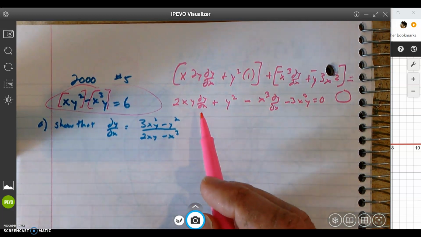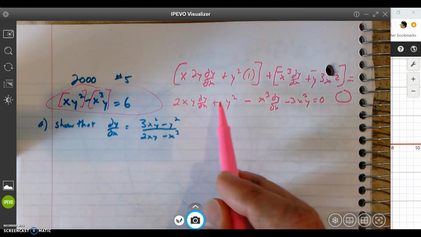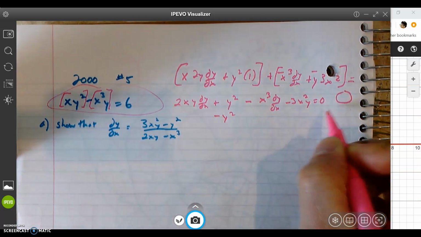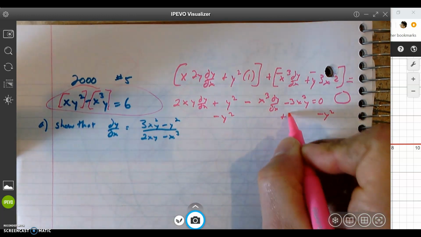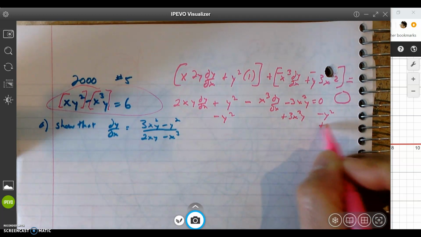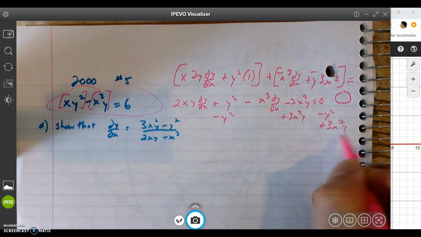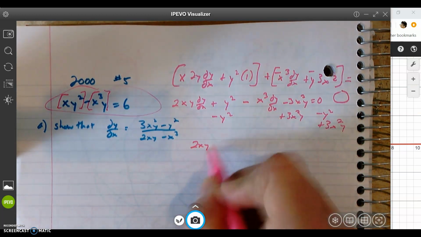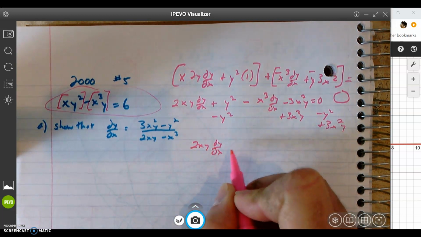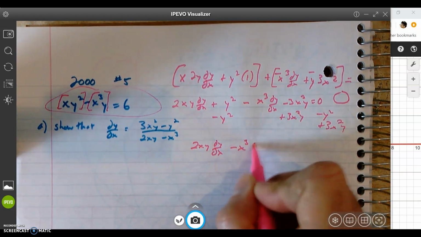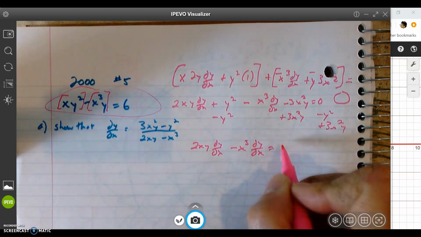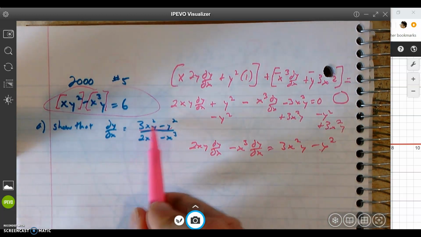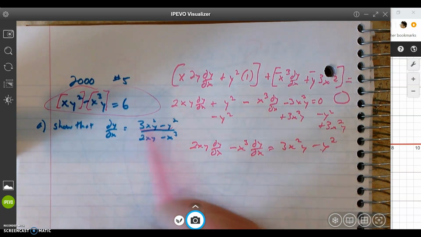Now what do we have? It looks like we have some dy dx terms and some non-dy dx terms, so let's solve for dy dx. I'm going to get everything else out of here: y squared and then plus 3x squared y. Now I'm left with just the dy dx terms on the left. So 2xy dy dx minus x to the third dy dx equals 3x squared y minus y squared. Why did I put it that way? Because it's that way in the derivative. I'm trying to get this. This is my goal. They sort of give you a little gift.